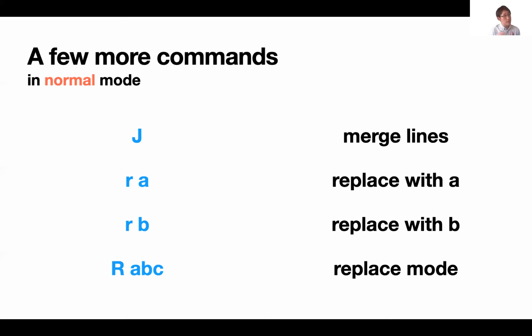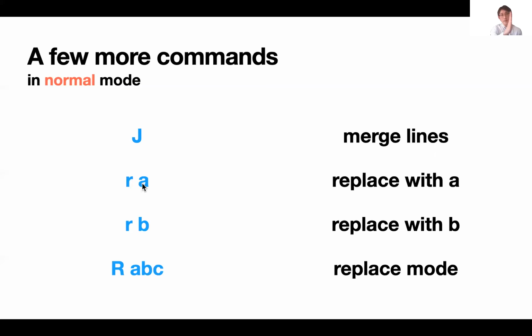And today there are a few more commands. You can try them as I go along. I'll do it with you after going through the slides. But yeah, those are the ones. Capital J: if you do capital J, it will merge the next line with the current line. Try that. And R is for replacing.